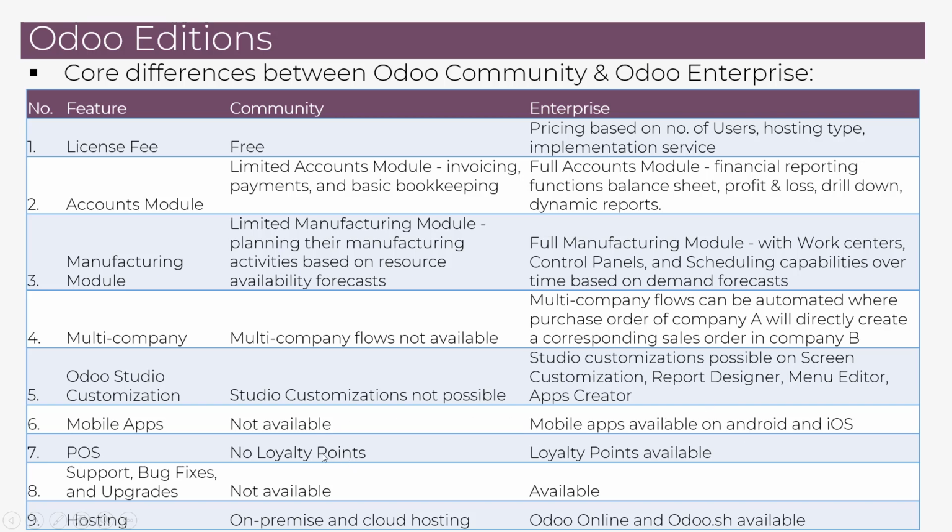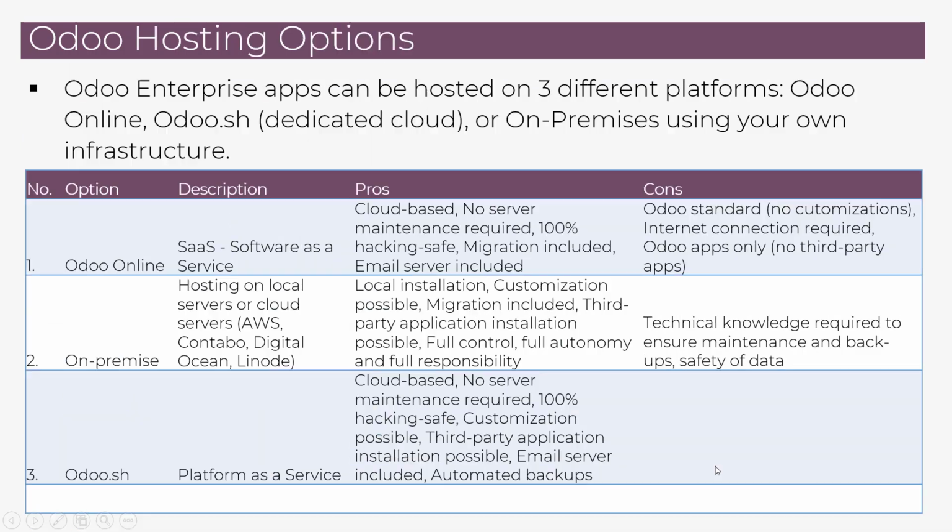On the POS, there are no loyalty points on Community, while on Enterprise, there is a loyalty points feature available on the POS module. Odoo does not support bug fixes and upgrades on Community, while, as I mentioned, Odoo supports the latest 3 versions. In terms of hosting, on Community you can only do on-premise and self-managed cloud hosting. While on Enterprise, you can have Odoo Online or Odoo.sh, which we are going to review in terms of the hosting options.